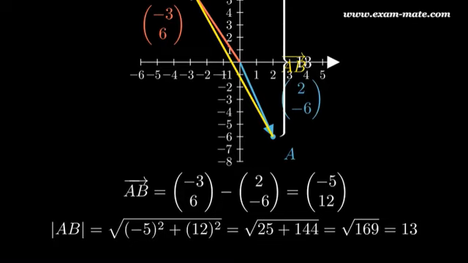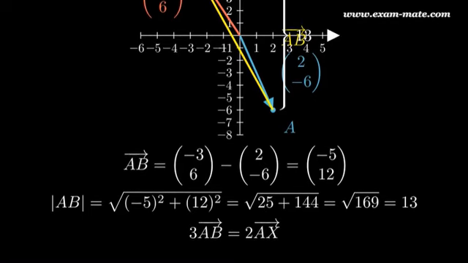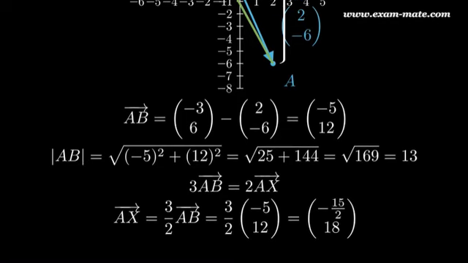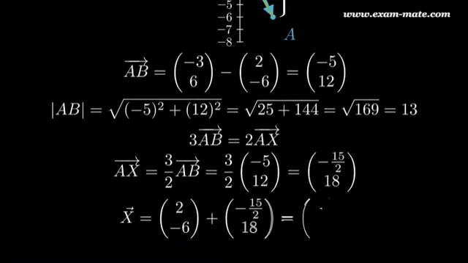For part C, we need to find point X, where 3 times vector AB equals 2 times vector AX. This means X divides AB in the ratio of 2 to 3. We can find X's position vector by first calculating AX as 3 halves of AB, then adding this to A's position vector. Let's calculate X's position vector. First, AX equals 3 halves of AB, which gives us this vector. Then adding this to A's position vector gives us X's position vector, negative 11 halves, 12.